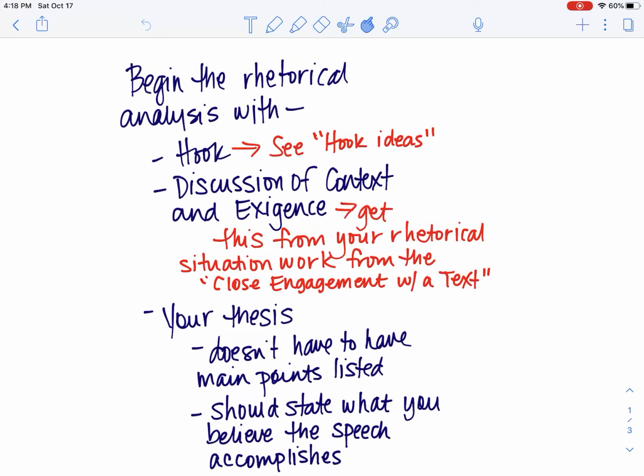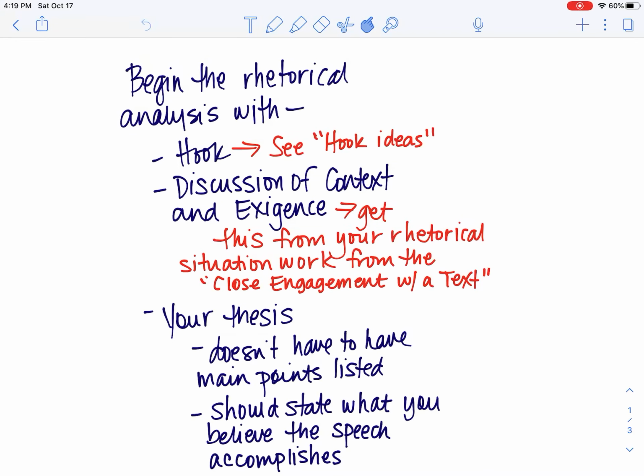The next thing is a discussion of context and exigence. You will get this from your discussion of rhetorical situation from the close engagement with a text. Because within the rhetorical situation, you identify the speaker, the occasion, the audience, the exigence, the genre, and so forth. So you should already have that content for this portion of the paper.